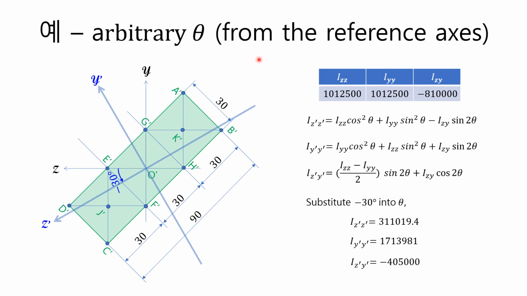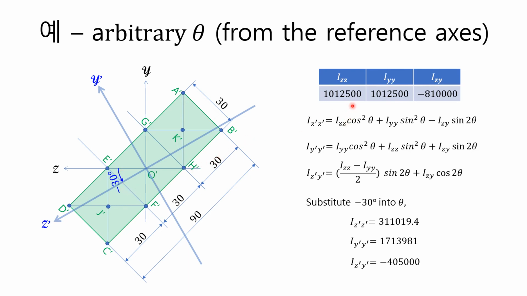This time, the object rotated 30 degrees clockwise around the centroid. Let's find the second and the product moment of area in this case. Since the rotation of the object is in the opposite direction to the rotation of the coordinate axis, the value of theta in our equation is negative and counterclockwise.